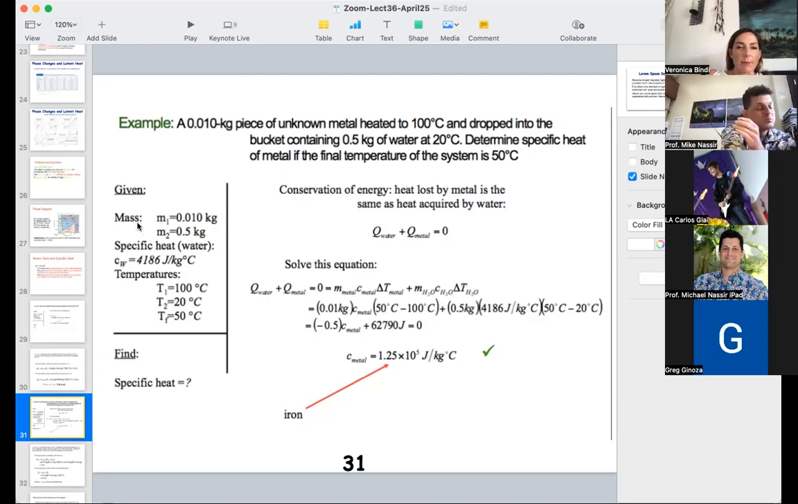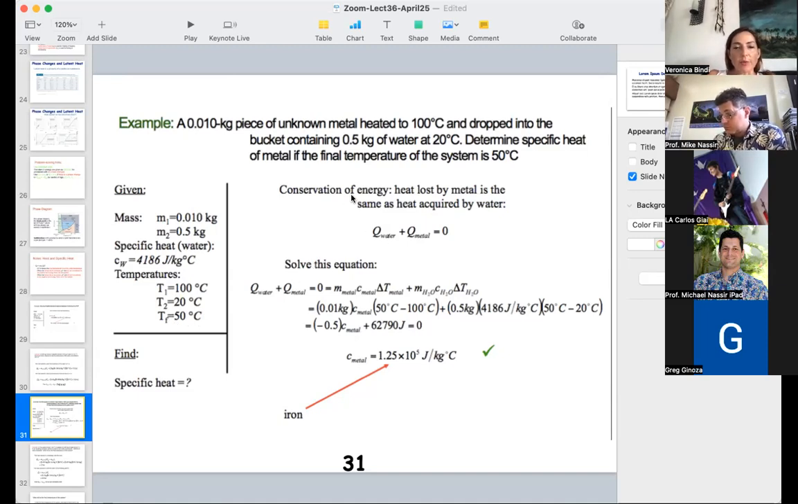So the mass of the first object, the unknown metal, is 0.01 kilogram. The mass of the water is 0.5 kilogram. Then we have the specific heat of the water, which is something that we know. Then what do we know? We know that the temperature of the metal is 100 Celsius. The temperature of the water is 20 C, and the final temperature is 50 C.